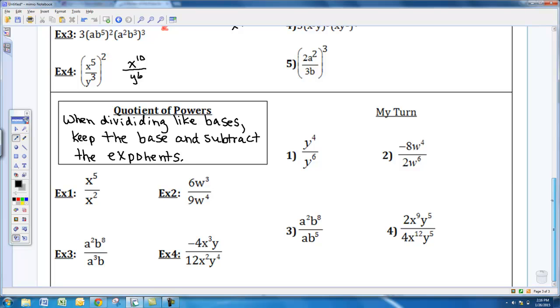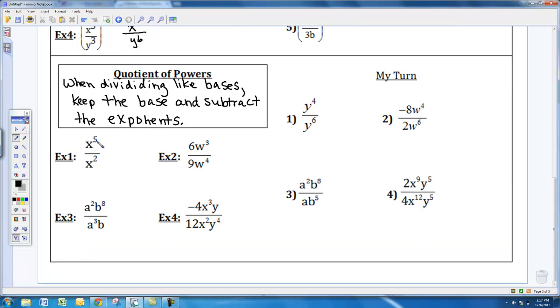Now the important thing here is going to be always to do the larger exponent minus the smaller and keep the base where the larger exponent is. So 5 minus 2 is 3. The larger exponent is on top, so we're going to keep our answer on the top of the fraction. So x cubed, we could say over 1, or we could just say x cubed.